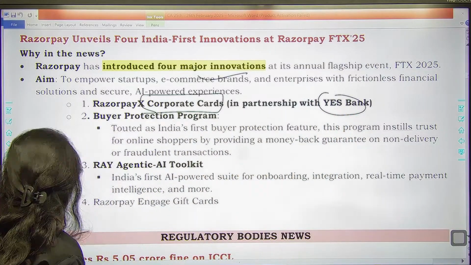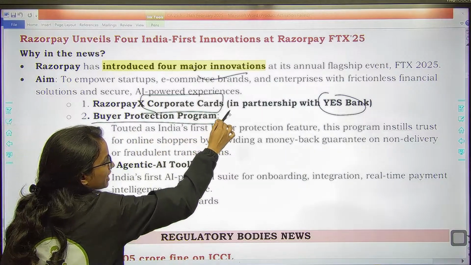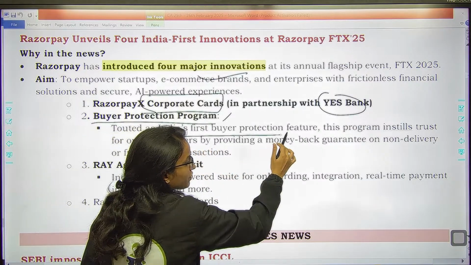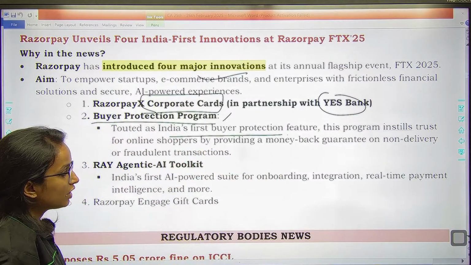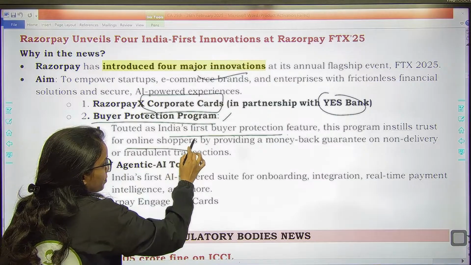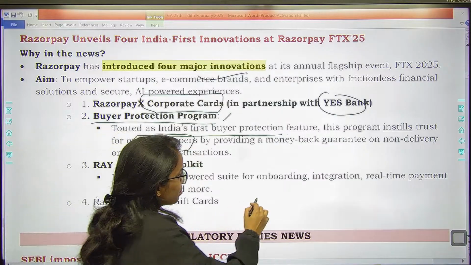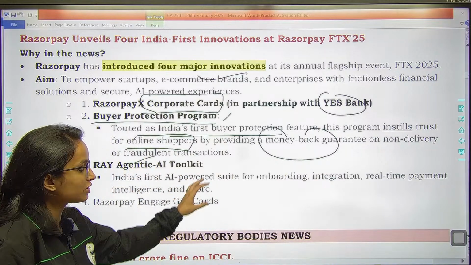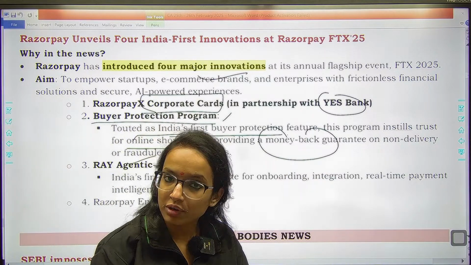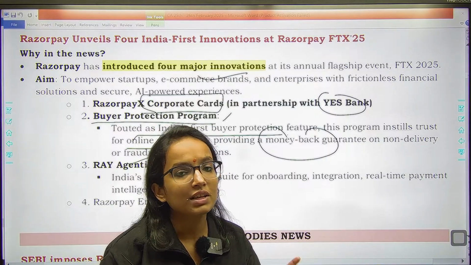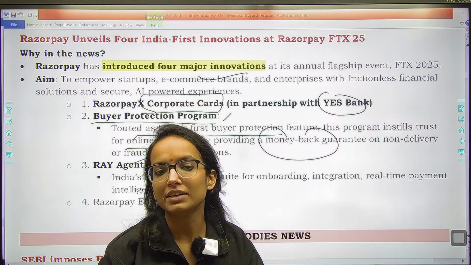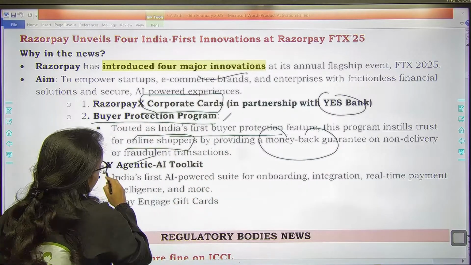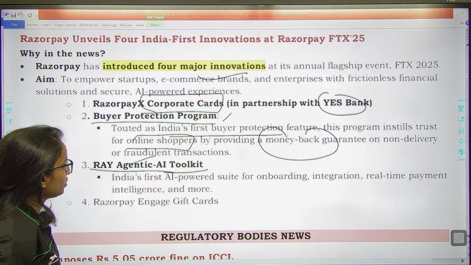Second one is Buyer Protection Program by Razorpay. What is this Buyer Protection Program? It is India's first buyer protection feature. It instills trust for online shoppers. How? By providing money back guarantee on non-delivery or fraudulent transactions. If non-delivery or fraudulent transaction has occurred, it provides that your money would be guaranteed. It would be back to your account. This is the thing. Then third is Ray Agentic AI Toolkit.